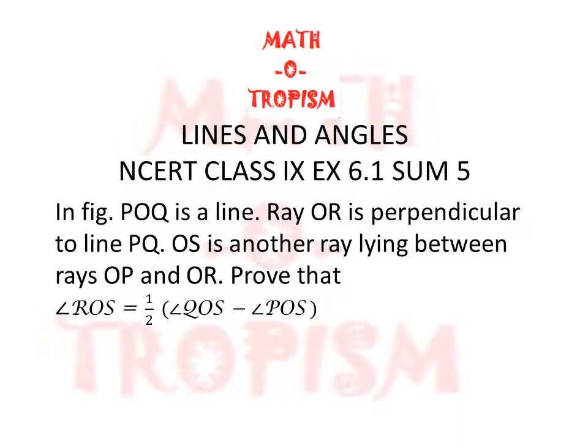In the given figure, POQ is a line. Ray OR is perpendicular to line PQ. OS is another ray lying between rays OP and OR. Prove that angle ROS is equal to half of angle QOS minus angle POS.